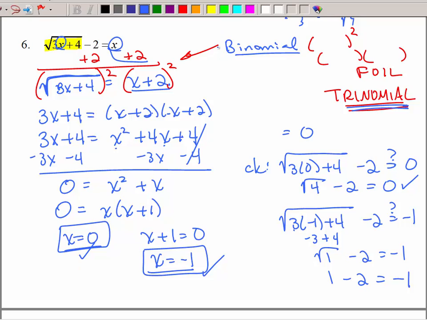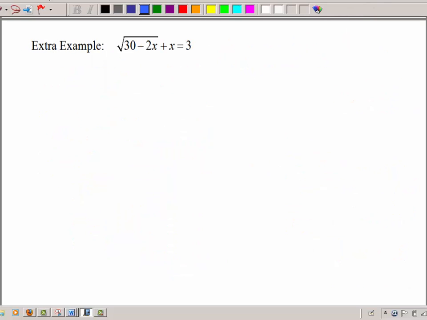But the important part here is this binomial and squaring that quantity. Let's just do one more of those examples where we have to square a binomial. So again, the step is we need to isolate that radical, and you can see that it's not by itself. We need to move the x to the other side. So I need to subtract x. So I have the square root of 30 minus 2x equals 3 minus x.